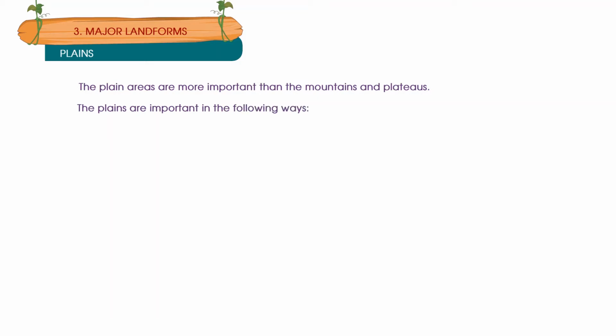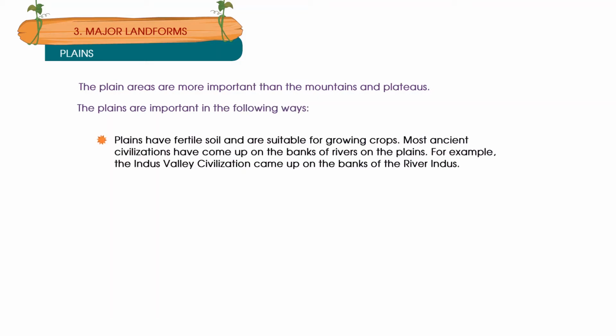The plain areas are more important than the mountains and plateaus. The plains are important in the following ways. Plains have fertile soil and are suitable for growing crops. Most Asian civilizations have come up on the banks of rivers on the plains. For example, the Indus Valley civilization came up on the banks of the river Indus.